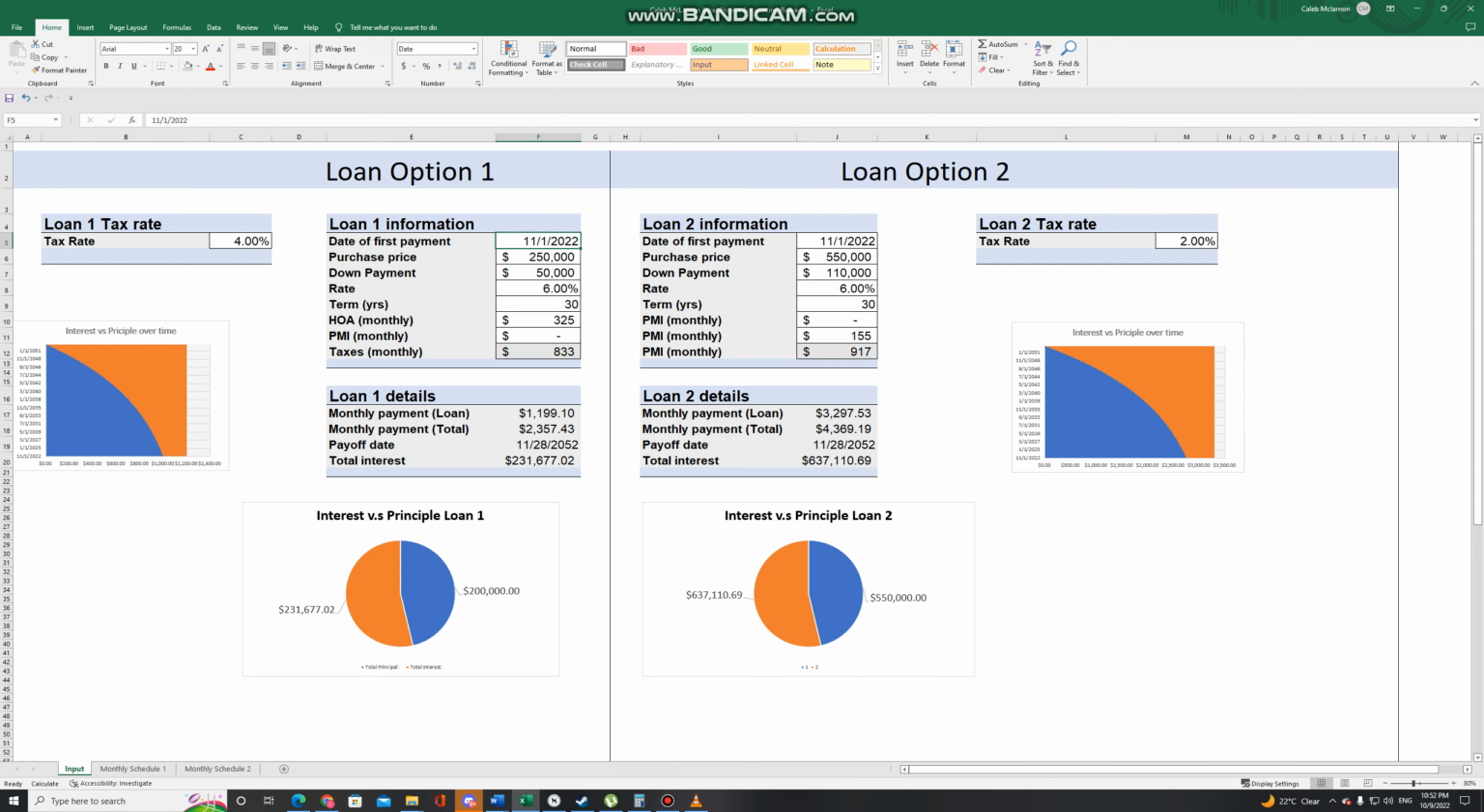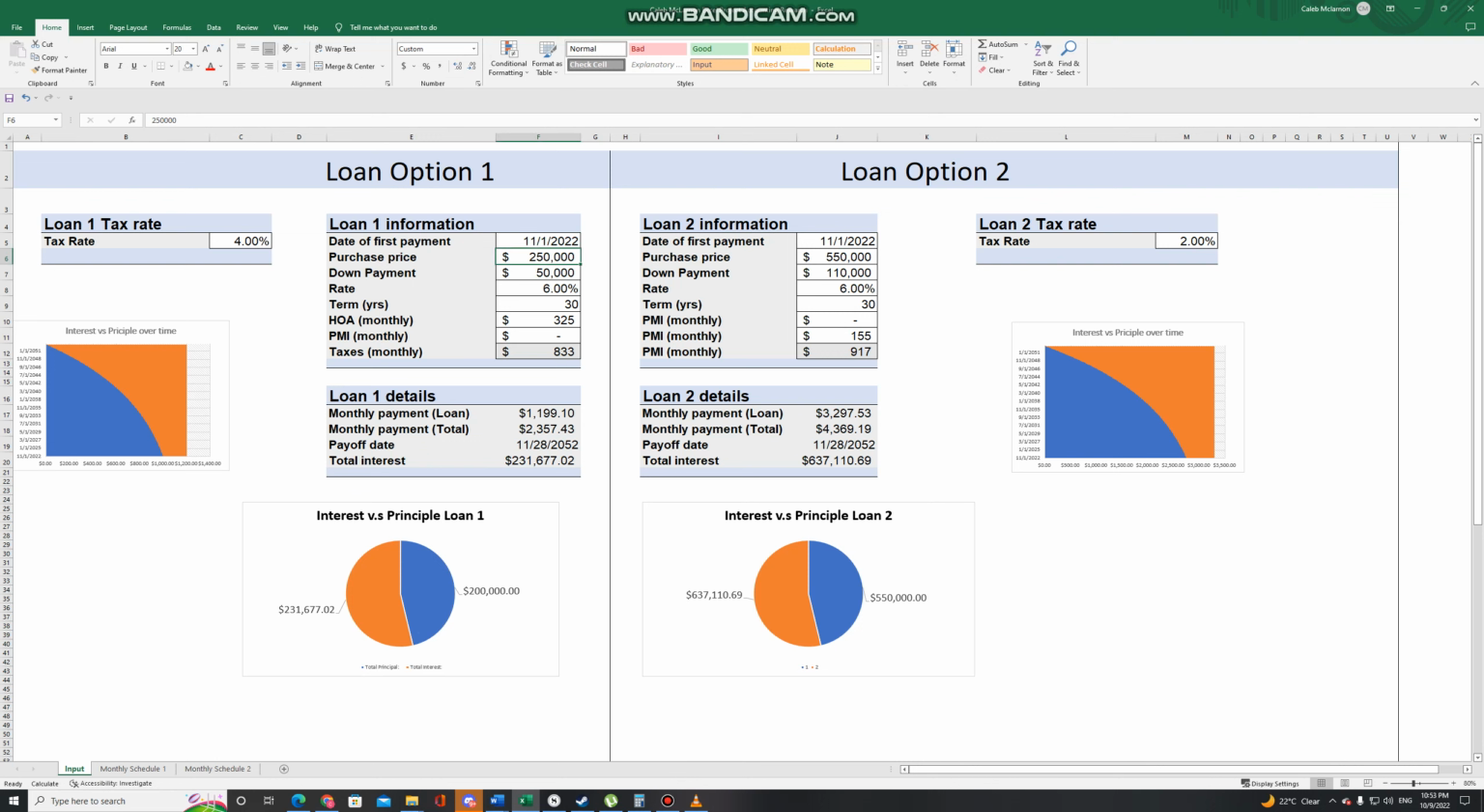This is just the first date of payment on a mortgage. You put that in. It should typically be the same, assuming all things constant. But as far as these graphs and comparisons go, if the loans start on different dates, that works as well. You put the purchase price here.